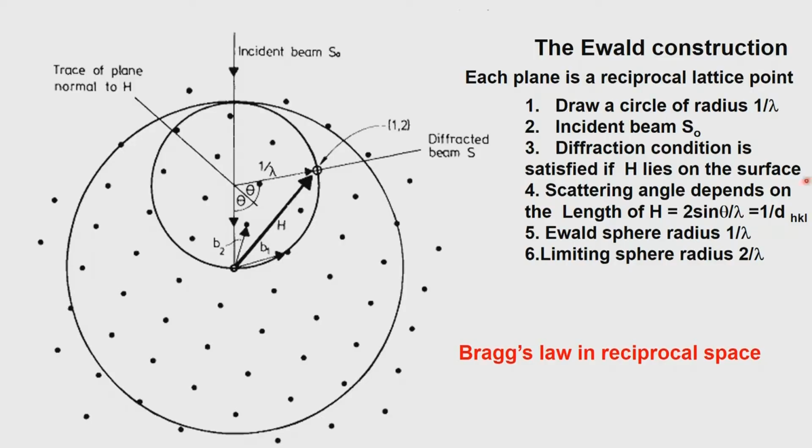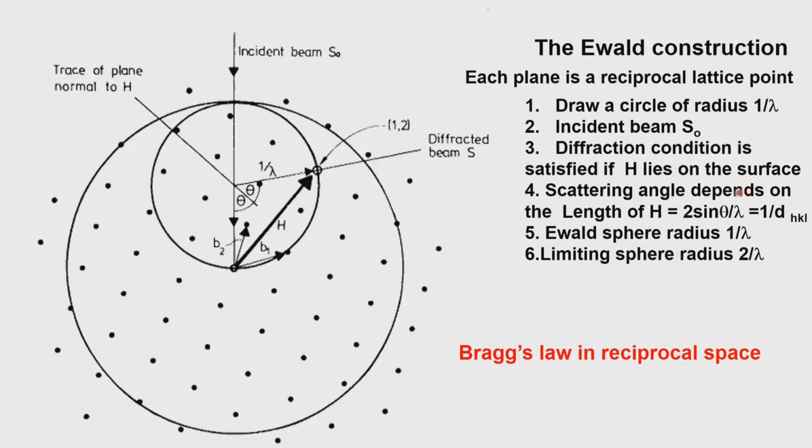So, anyway, any time an Ewald sphere intersects with a reciprocal lattice point on its surface, the diffraction condition is satisfied. This condition is satisfied if h lies on the surface. And if h lies on the surface of this sphere, then the scattering angle depends on the length of h, the Laue condition: the length of (s minus s naught) by lambda. So, the length of h is equal to 2 sin theta by lambda in magnitude. We have shown this magnitude of h is 2 sin theta by lambda.